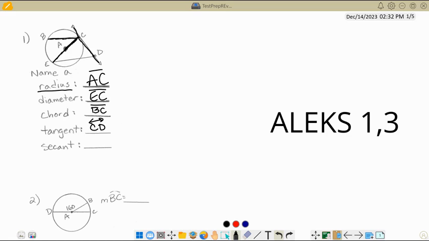And a secant starts from the outside and punches through the circle. So DE is a secant line right there.